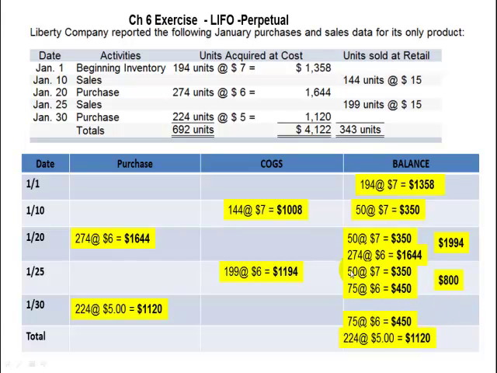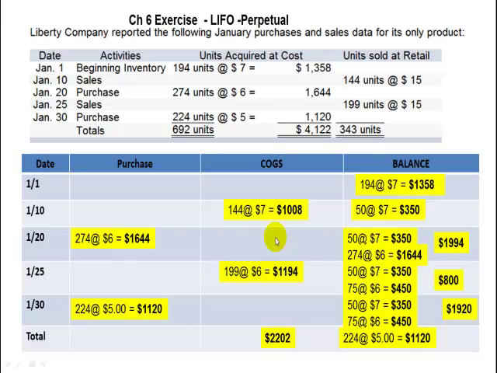And we never did sell these 50 units at $7 a piece, so we're going to bring that on here. And that means that we'll have 3 layers. We'll have 50 units at $7 a piece. That's on the 30th now. 75 units at $6 a piece, which is $450, and 224 units at $5 a piece, which is $1,120. So our total ending inventory on January 30th will be $1,920.